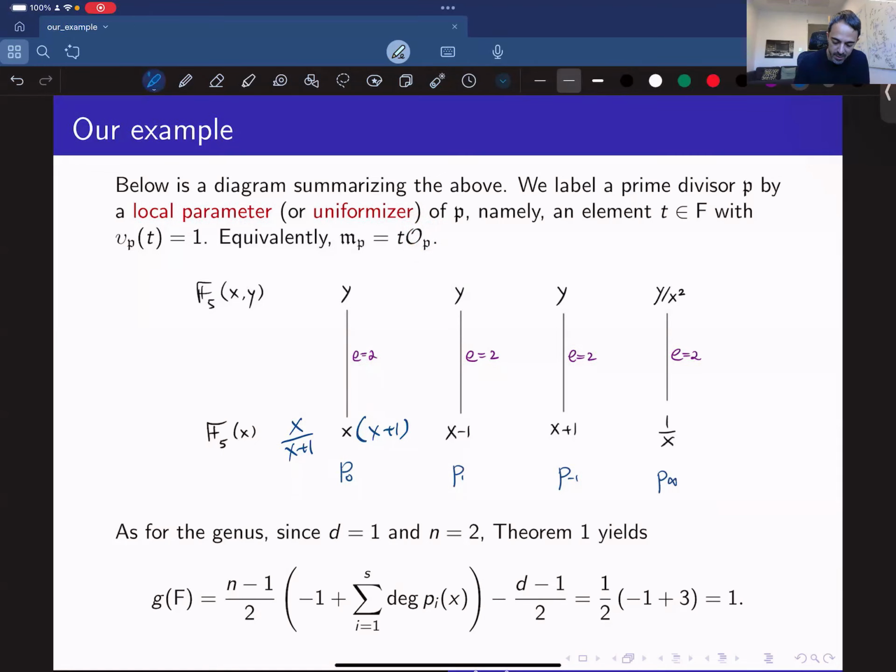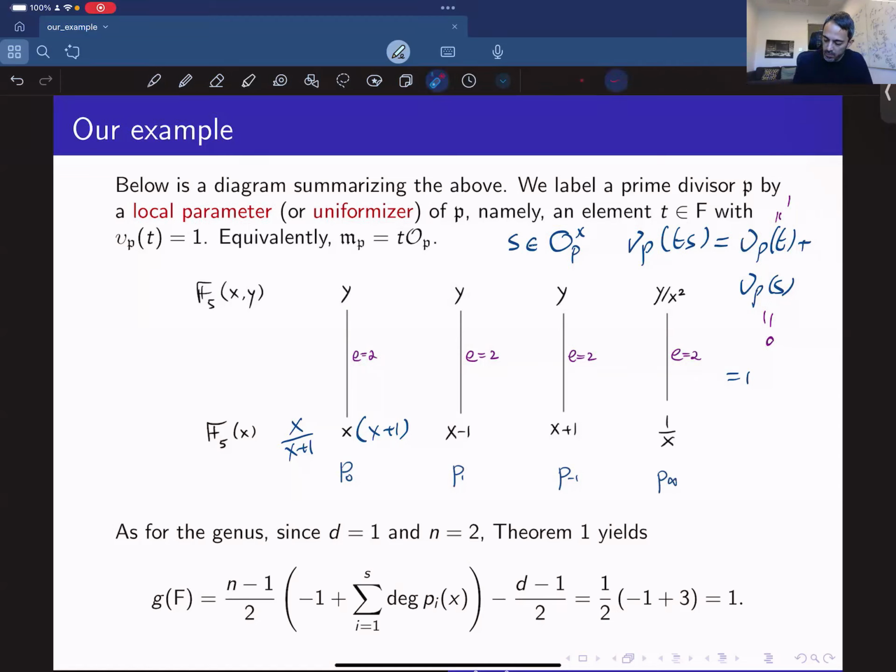Because a unit from this ring is exactly, in terms of valuation, something that has valuation 0. So if S, say, is a unit of the valuation ring, then the valuation of TS, where T is some local parameter, is the valuation of T plus the valuation of S. And now this is 0 and this is 1. So this is indeed 1. So if you multiply by any unit, you'll get another local parameter. And if you think about it for a second, that's the only thing that you can do, because this has to be 0 in order for 1 plus this to be 1. And the elements that are sent to 0 by the valuation are precisely the units in the valuation ring.